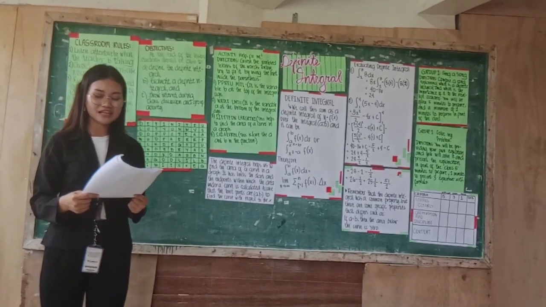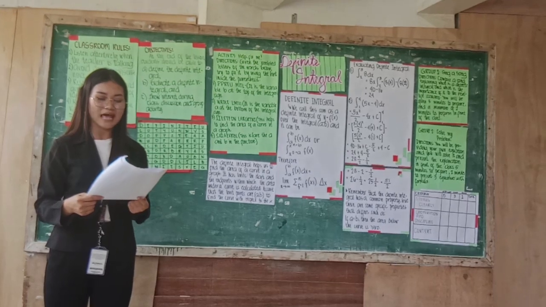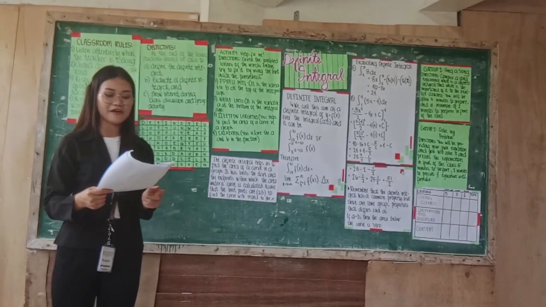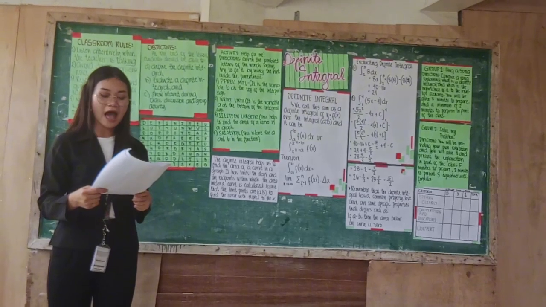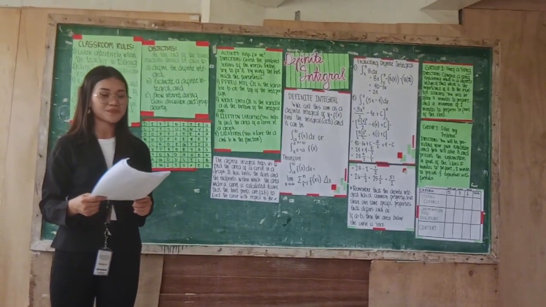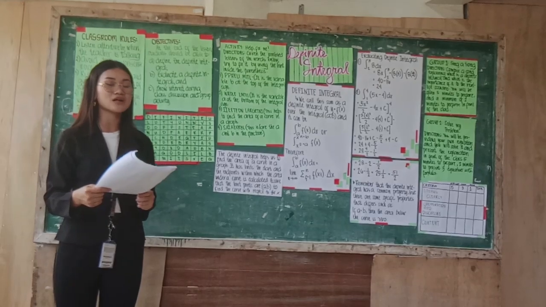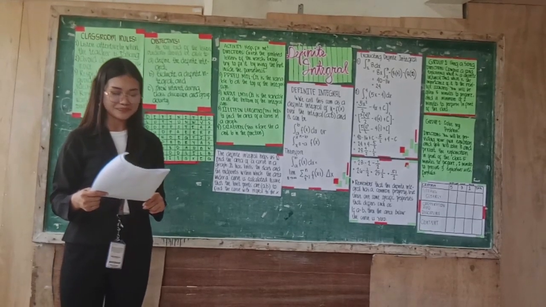Number 5. Which statement is true? A. Definite and indefinite integrals have a common property. B. Definite and indefinite integrals don't have any common property. Or letter C. Definite and indefinite integrals are not related.